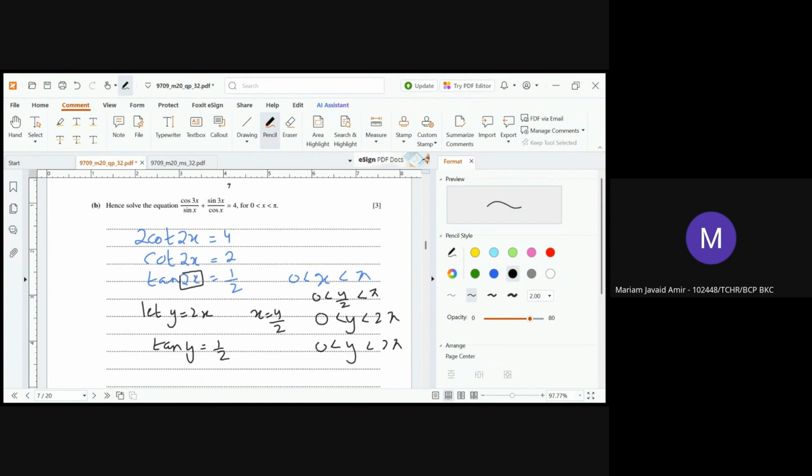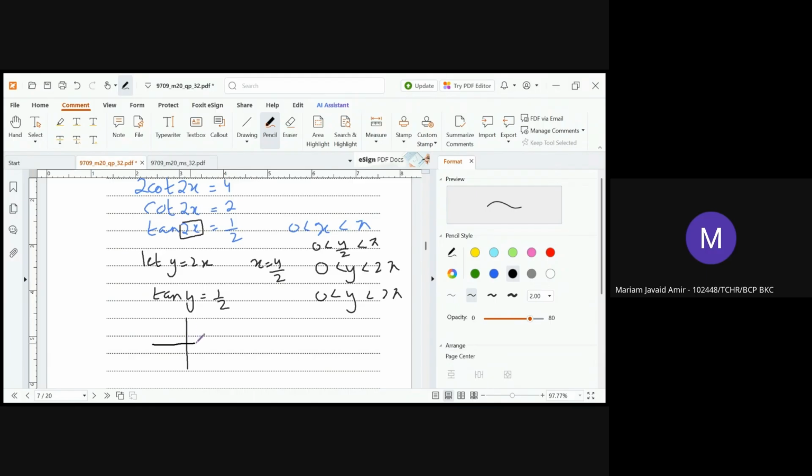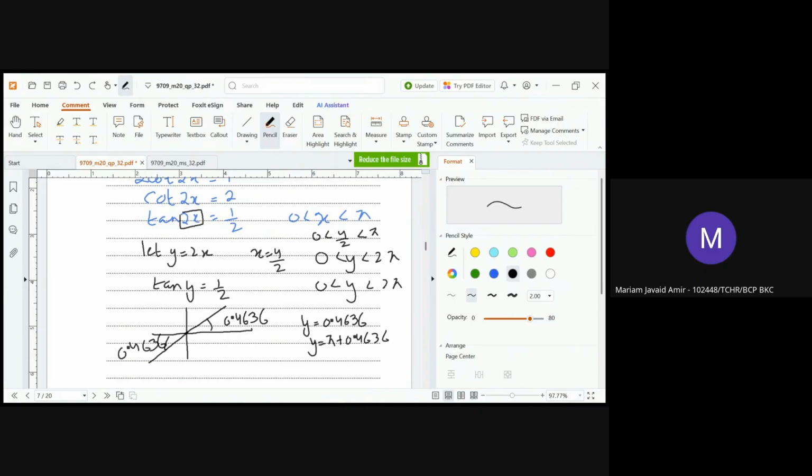Let's find the acute angle, tan inverse of 1 over 2. And since tan is positive, we plot it in the first quadrant and in the third quadrant. So shift tan of a half would be 0.4636. Make sure your calculator is set in radians. So one of my answers is coming out to be 0.4636 and the other answer is coming out to be pi plus 0.4636. This is one of the solutions and this is the other. So we get 3.6052.